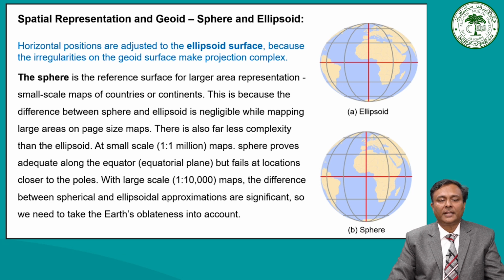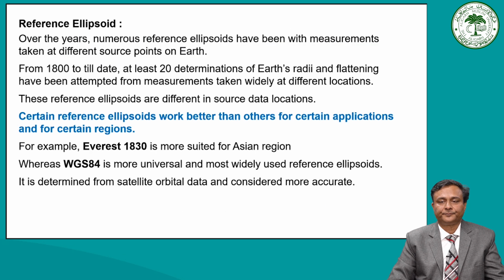So we need to take the Earth's oblateness into account, and the diagram gives you an impression of the difference between sphere and ellipsoid, and in that context this discussion is very important and significant. So for spatial representation we require a reference ellipsoid, which is defined as a standard ellipsoid.